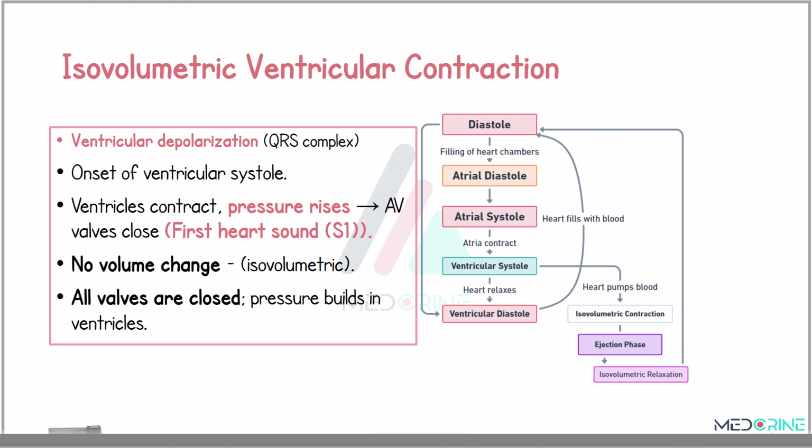The next phase is the isovolumetric ventricular contraction. This phase begins after the QRS complex, and the ventricles contract with all the valves closed, causing the intraventricular pressure to rise sharply. This is called isovolumetric because there's no blood that is ejected yet. When the ventricular pressure exceeds the arterial pressure, the semilunar valves open, initiating the ventricular ejection.